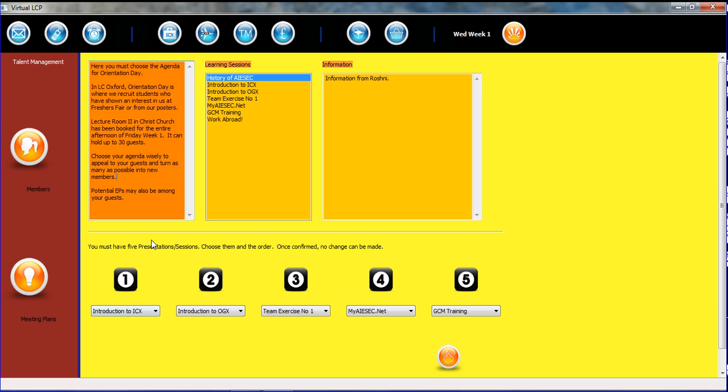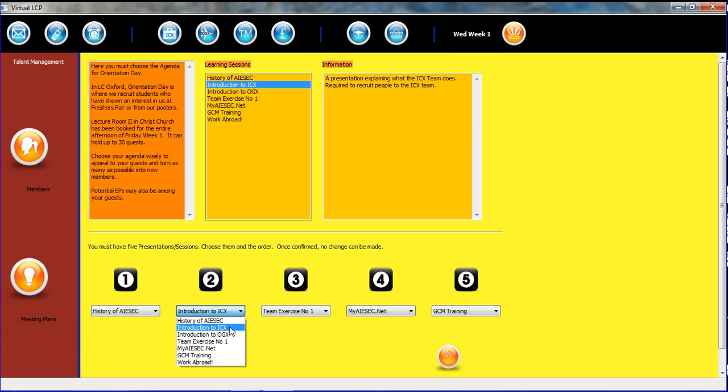Right. Team exercise, a fun group exercise showing potential recruits the importance of teamwork. Ooh, I don't know. Let's think about that. That would liven it up. MyISEC.net, a lengthy presentation about how to register with MyISEC.net. Educational but overwhelming to those. Yeah, we'll save this for when we've got recruits. Follow our global competency model training. Yep. Work abroad. A presentation about going on exchange.